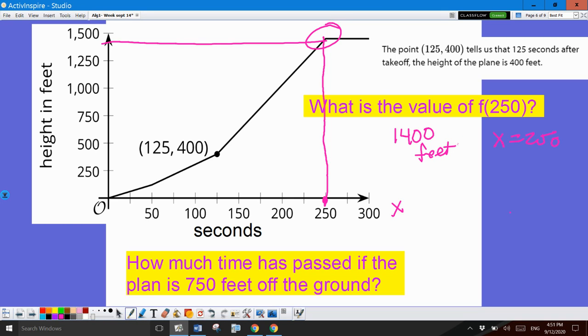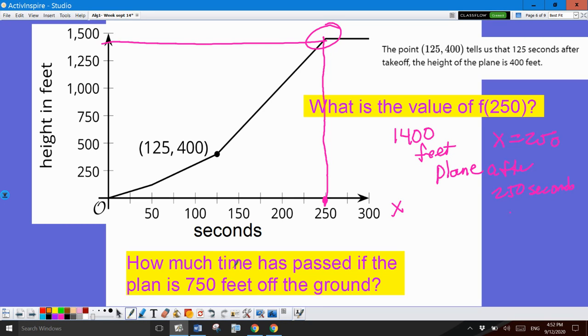It tells me that the plane is at 1400 feet after 250 seconds. Okay, so at about 250 seconds, the plane is going to be around 1400 feet. That's what it's asking. Now let's see if we can figure this one out.